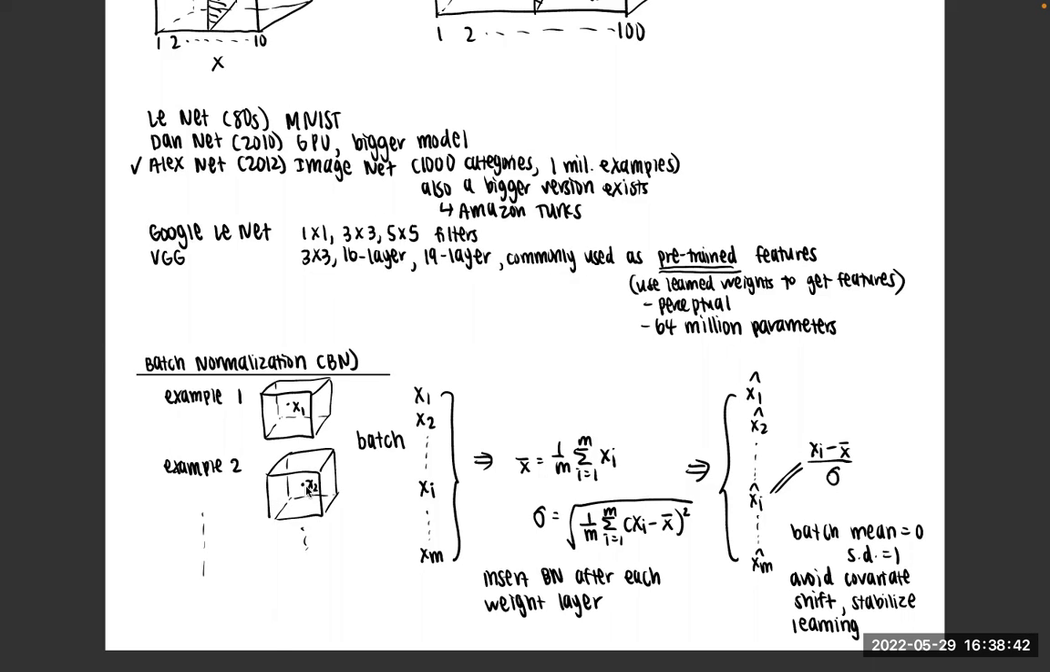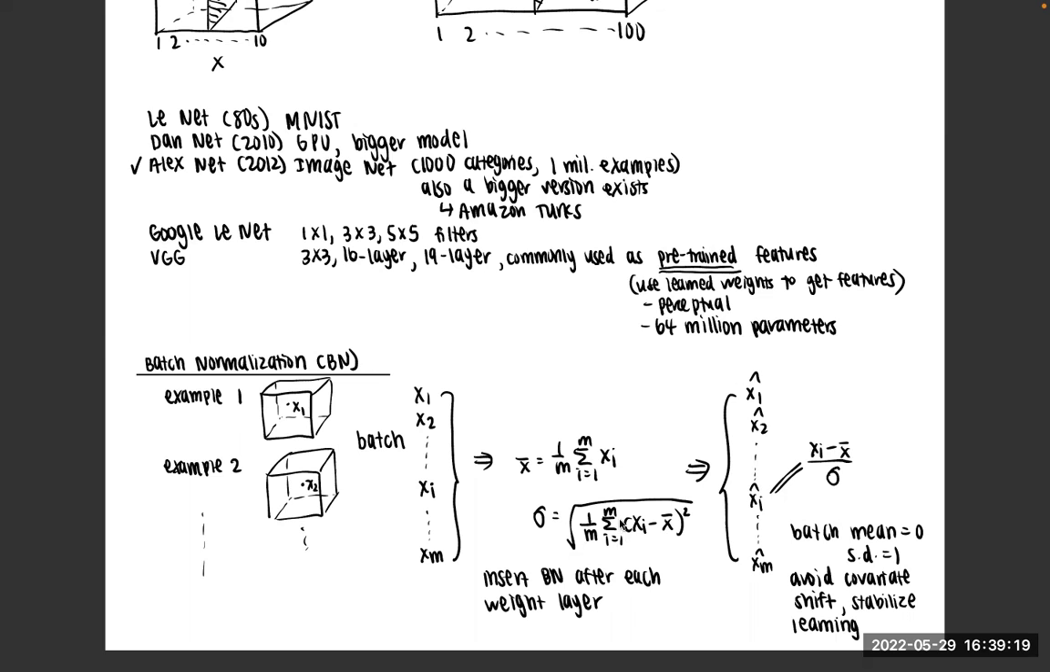At each channel and at each particular position, we have a feature, let's call this x1 for example 1. At the same channel and same position, we have x2 for example 2, and then xm for example m. So always at the same channel, same position, we collect a batch of feature values. What we do is we normalize over this whole batch. We compute the batch mean, the average, and then the batch standard deviation.